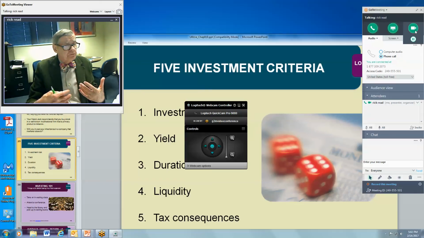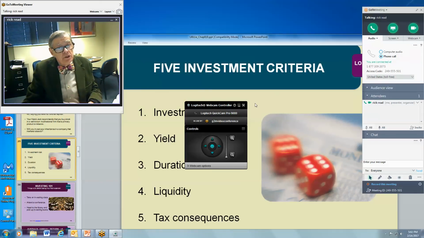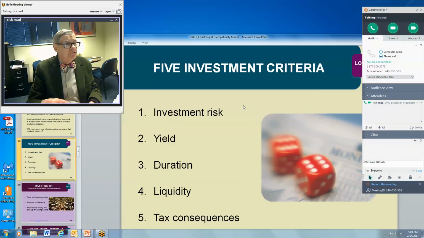So the first thing you need to do before anything else is determine your risk. If you're a young person, and I'm going to say somewhere in the ages of 20 to 35, for instance, your tolerance for risk is most likely higher than someone who is at retirement age, 65 years of age or older. And so a younger person is more willing to tolerate risk.